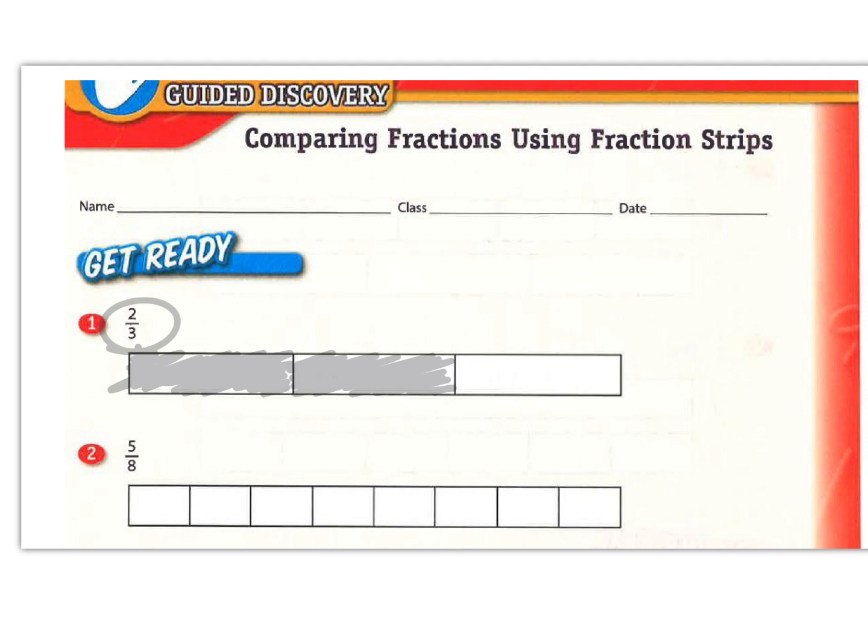Here we have 5/8. There are 1, 2, 3, 4, 5, 6, 7, 8. So we shade in 1, 2, 3, 4, 5, and this would represent 5/8. So then you can compare fraction strips when you put them closer.